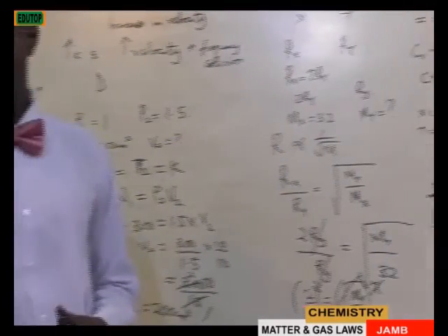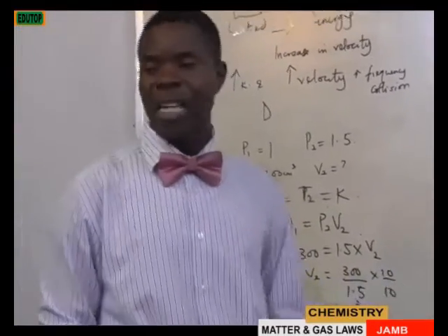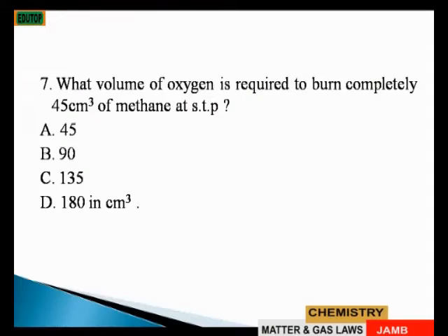So let's go to our options and see the one that is suitable. We have our answers in cm³. So we have A 45, B 90, C 135, D 180. So automatically that will be option what? Option B, which is 90.